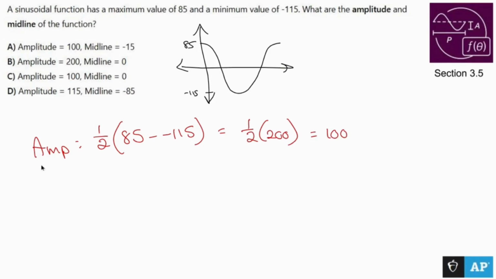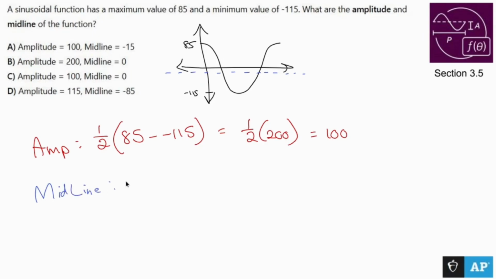It drives me insane. Now, the midline is basically a line that cuts your sinusoidal function completely in half. It goes through the inflection points. How do you find the midline, you ask?